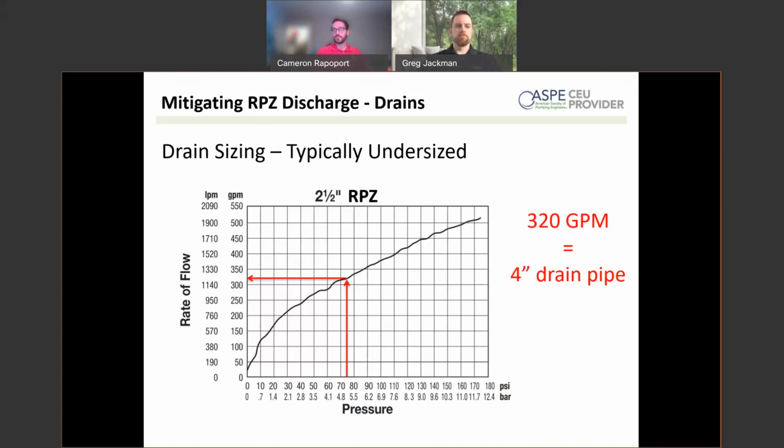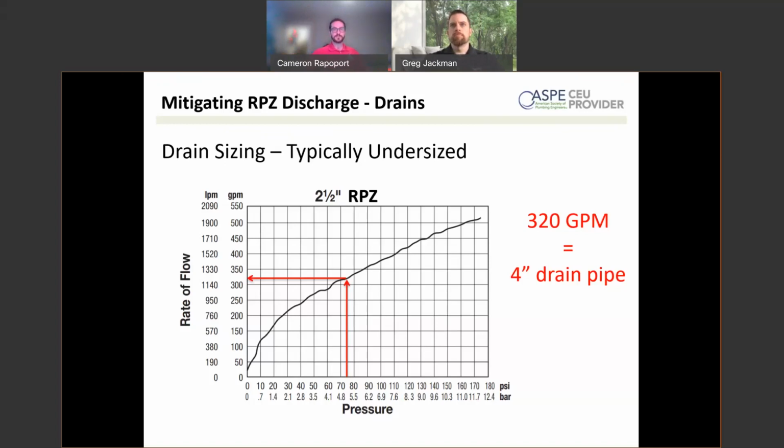Best practice would be to size to this, but you also might have trouble convincing someone they need to install a drain that's big enough. And that's why I think the flood detection systems are really important, because it's going to be hard to convince someone to put a 4-inch drain in a mechanical room, especially if it's not necessarily in the basement or on the ground floor, but up on the 13th story somewhere.